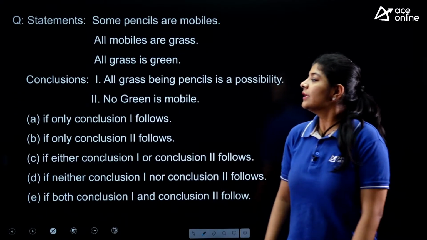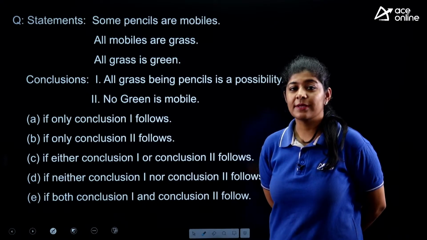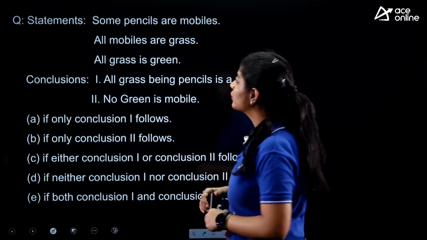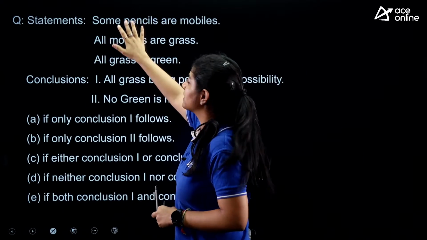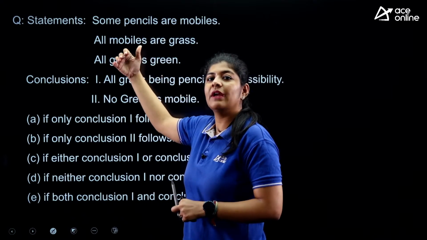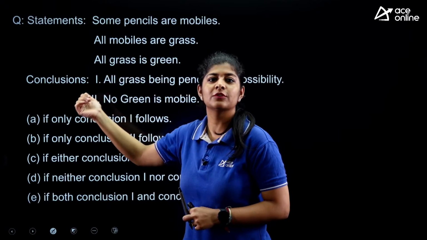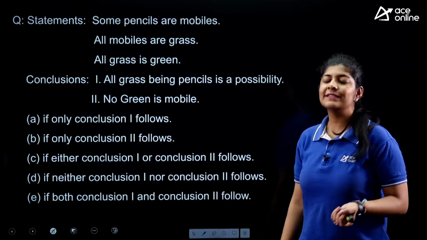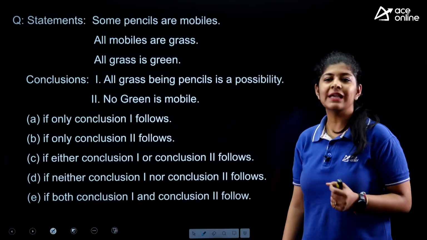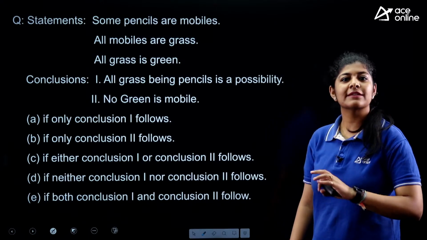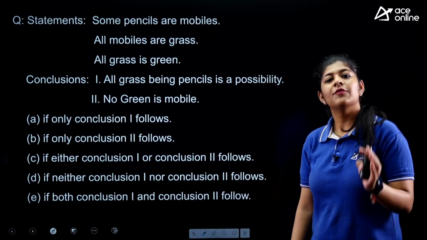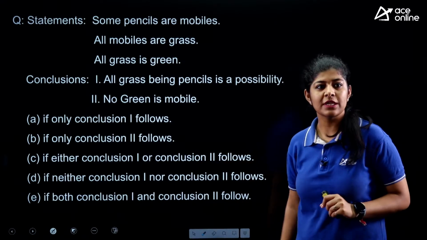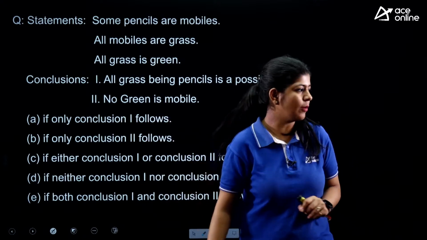Next. The next question is from the concept of syllogisms, and we already solved a lot of problems based on this particular topic. Now what we have to do? First we have to draw the basic diagram on the basis of these statements, and afterwards we just simply have to cross check whether these conclusions are true or not, right? So the statements are saying that some pencils are mobiles, all mobiles are grass, all grass is green. These are my 3 statements. First I have to draw the basic diagram only, and afterwards I need to check these 2 conclusions, and accordingly I have to select my option.